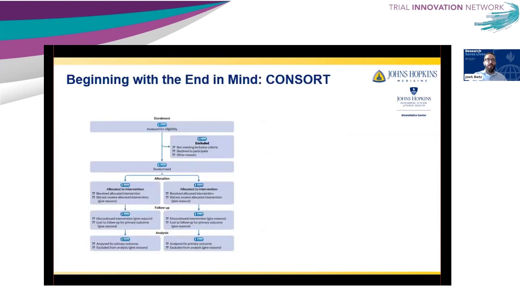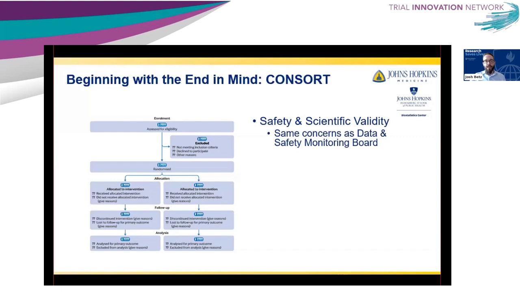So I want to frame, like people have said, beginning with the end in mind based on the CONSORT standards for reporting trials. And these are essentially the de facto standard in reporting trials because they provide a nice, concise overview of the conduct of a trial, both with an eye on the safety of the participants in the study, but also the validity of the scientific comparison between our treatment groups. And these are exactly the same concerns that our Data and Safety Monitoring Board are keeping an eye on during the conduct of a trial. So this is also a useful tool in thinking through our data and safety monitoring plan.